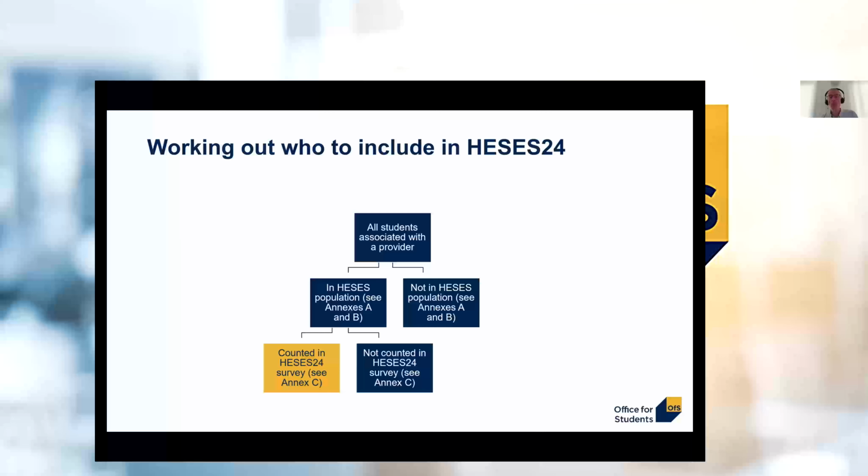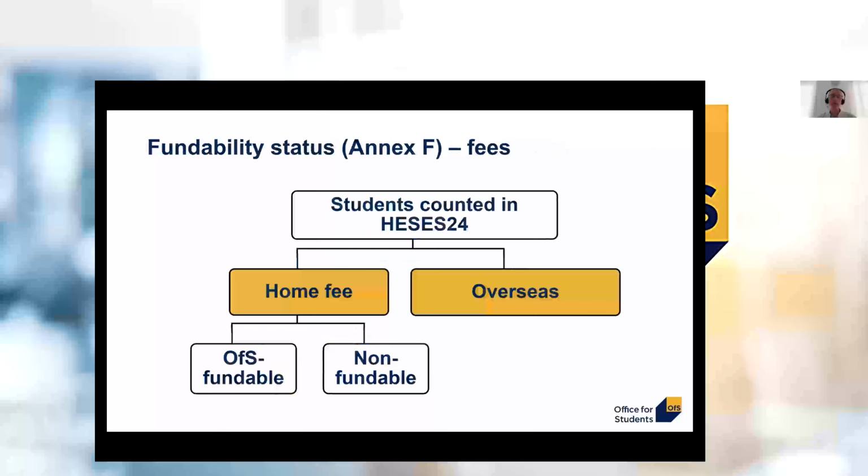So we've been exploring the way to classify the students that we're counting in HESES24. That's those in the highlighted box there, bottom left. So we're now going to use that as the top level in the diagram that you can see here, because the HESES workbook splits the students to be counted into 2 broad groups. And we do this by looking at the fees that the students are entitled to pay.